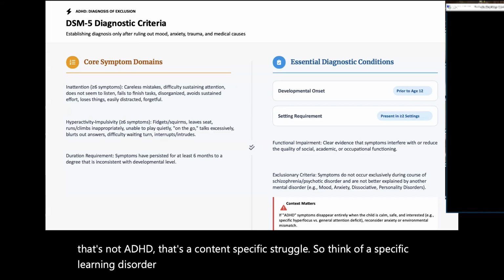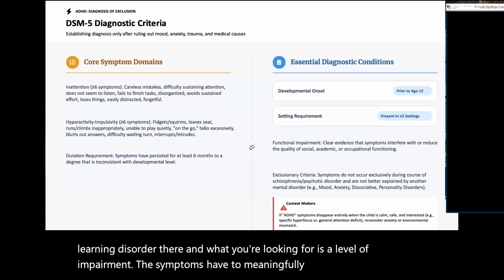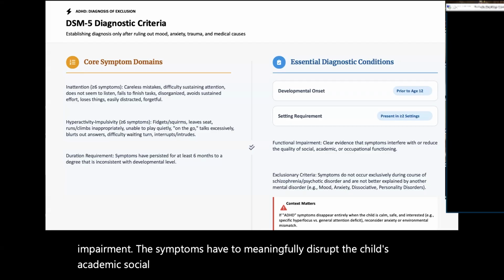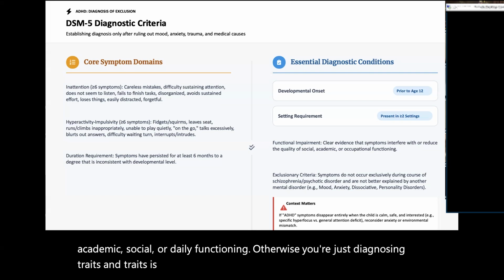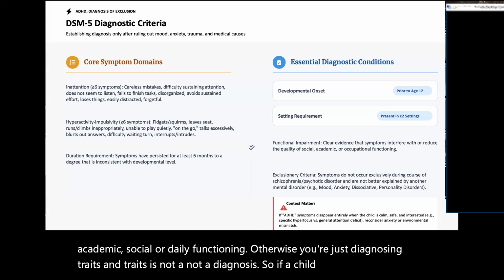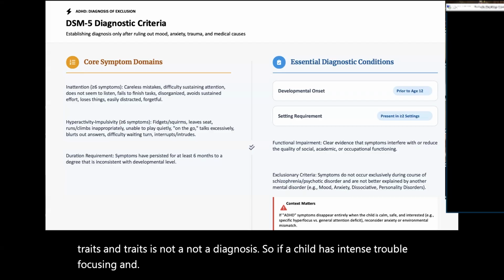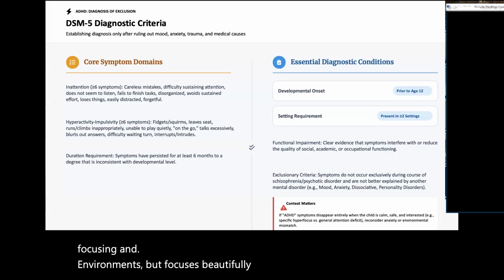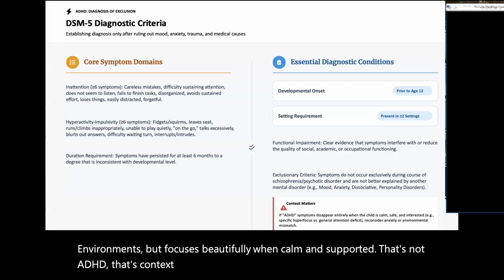And what you're looking for is a level of impairment. The symptoms have to meaningfully disrupt the child's academic, social, or daily functioning. Otherwise, you're just diagnosing traits, and traits is not a diagnosis. So if a child has intense trouble focusing in stressful environments, but focuses beautifully when calm and supported, that's not ADHD. That's context dependent executive functioning. Look for something else.